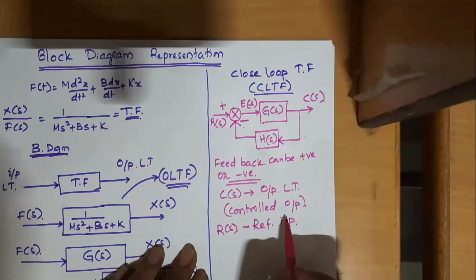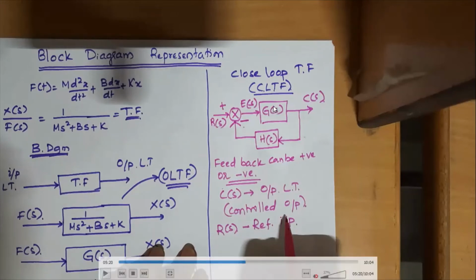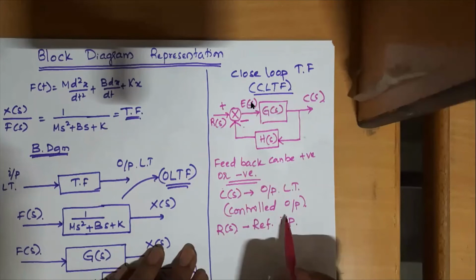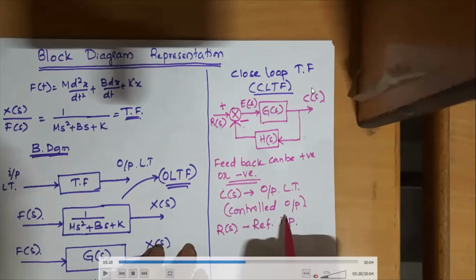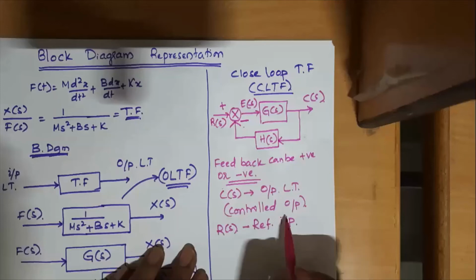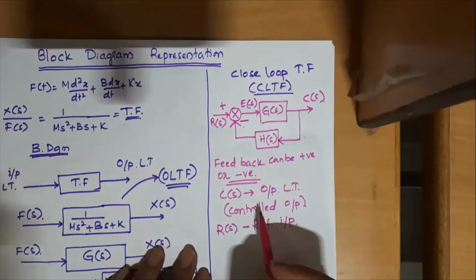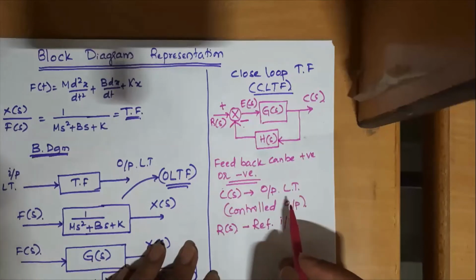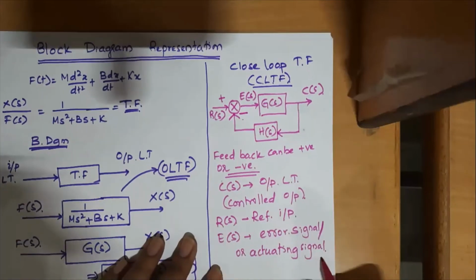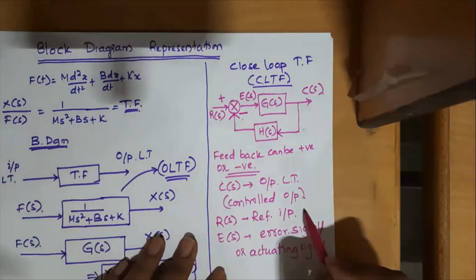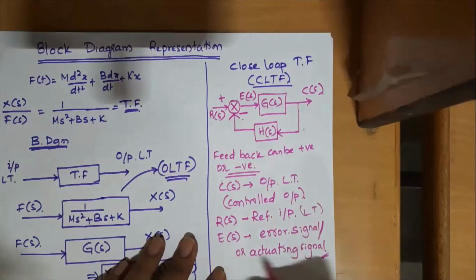As I said earlier, before the plant there comes a controller, and the controller will operate or actuate this plant. So when we operate with actual controllers, we often call this output the controlled output. But you can just call it the output of the system. And R of S, as I said, is the reference input. Then E of S is the error signal or actuating signal. So all are in Laplace.